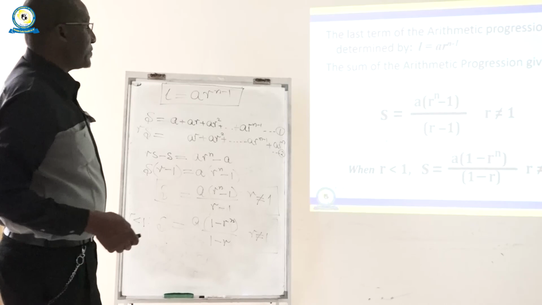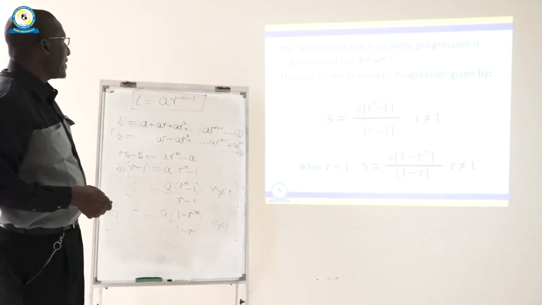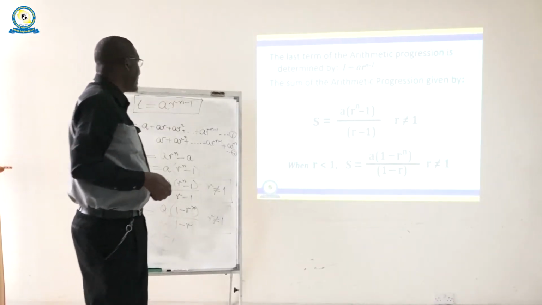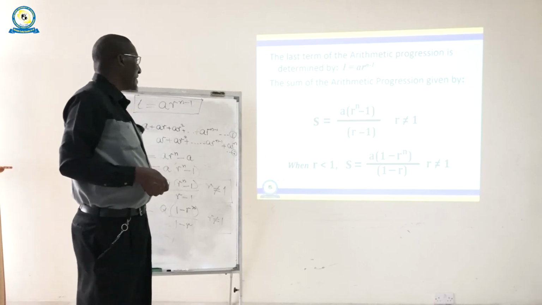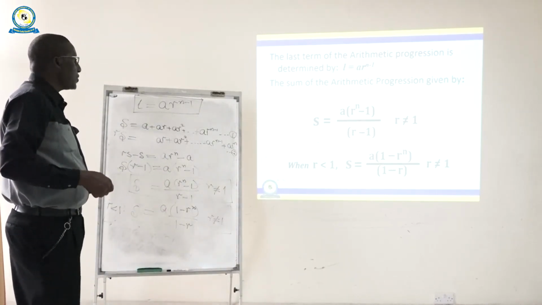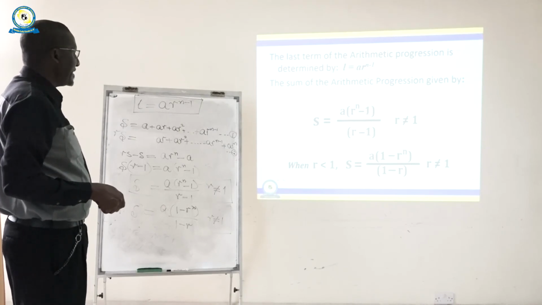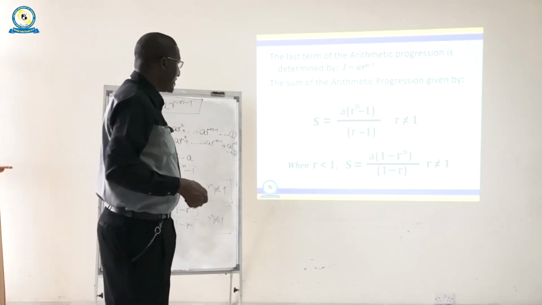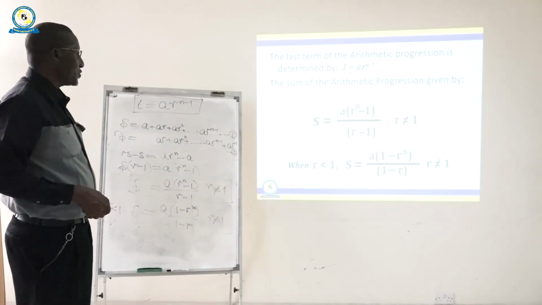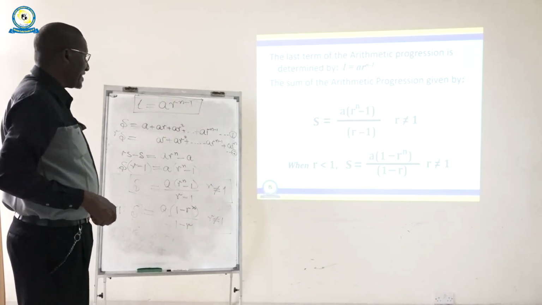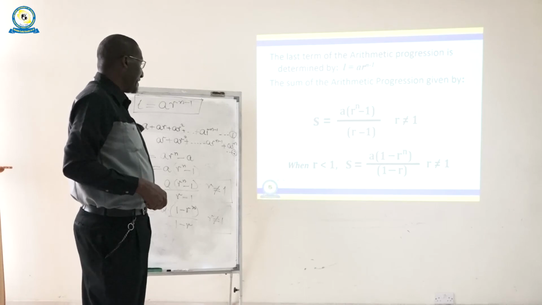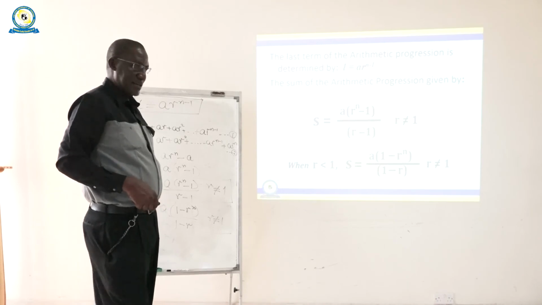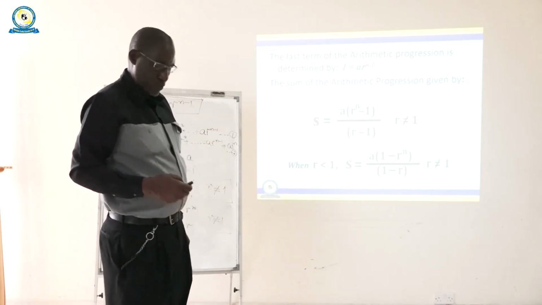The last term of a geometric progression, as we have determined, is L equals AR raised to N minus 1. The sum of a geometric progression is given by S equals A times (R^n minus 1) divided by (R minus 1), where R is not equal to 1, because if the denominator is 0, it will be undefined. When R is less than 1, you reverse: S equals A times (1 minus R^n) divided by (1 minus R), where R is also not equal to 1.